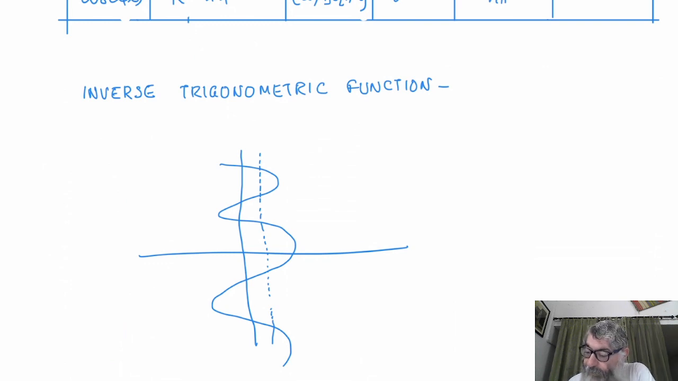It is cutting the x-axis here, so the value of x is fixed here. Corresponding to one value of x, there will be many values of y. This is one value of y, this is another value of y, another, and another. So this curve is not a function, because the definition of a function is that x is related to one value of y.